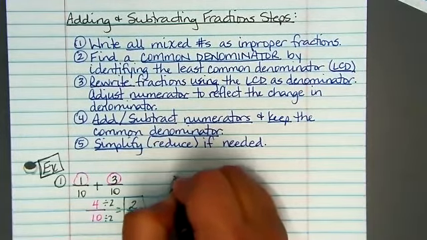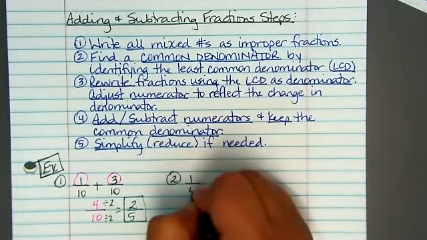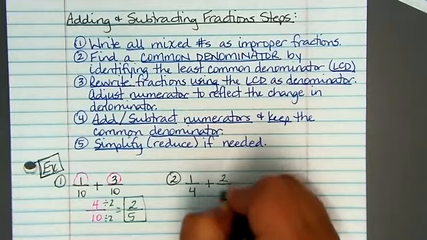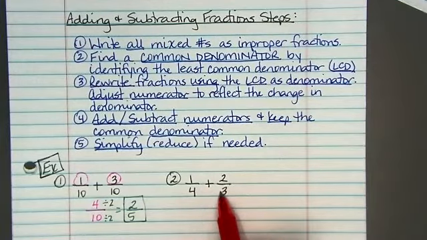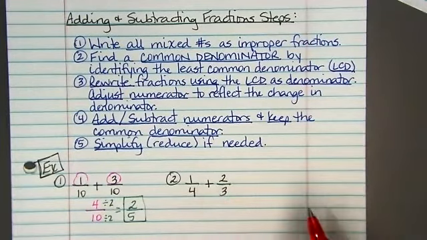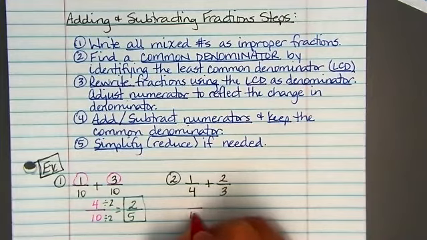Example 2. 1/4 plus 2/3. Now our first step here is we have to find a common denominator. So I'm looking for a number that both 4 and 3 can go into evenly. The easiest way to find a common denominator is to multiply the two together, which gives me 12. And then I'm going to think, is there anything smaller than 12 that 4 and 3 can go into? The factors of 12 are 2, no. 6, no. 4, no. 3, no. 1, no. 12, yes. So my common denominator is going to be 12.